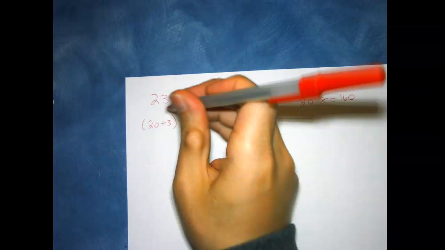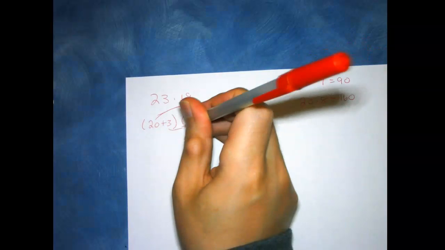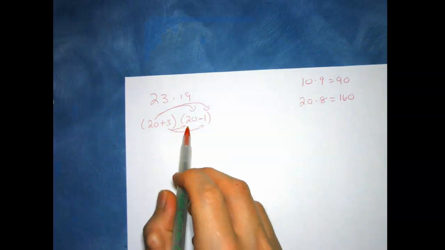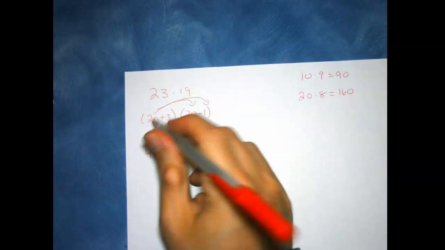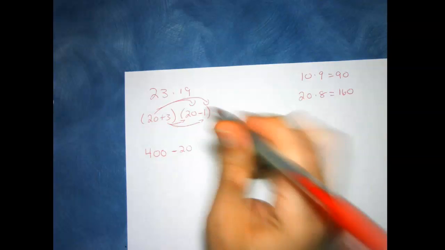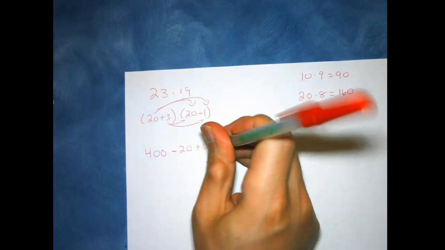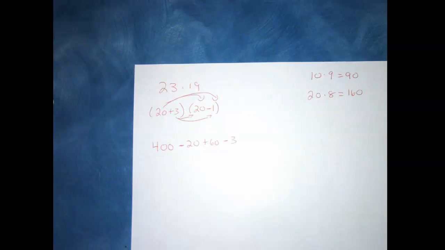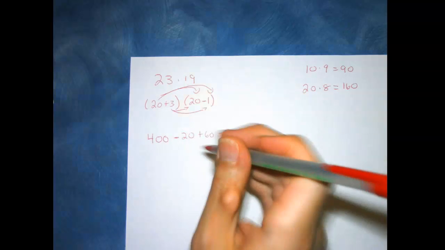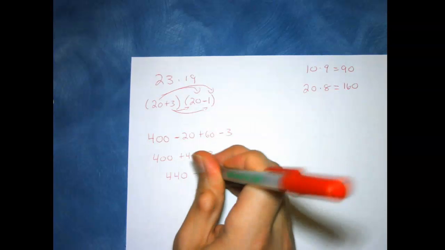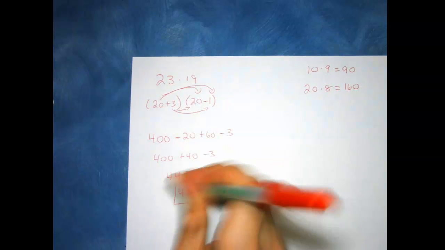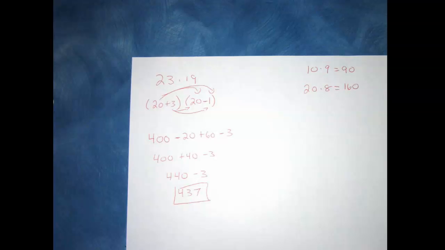Okay, now when I'm here, I can double distribute. Well, 20 times 20, 2 times 2 is 4 with 2 zeros, so that's 400. 20 times negative 1 is negative 20. 3 times 20 is 60. 3 times negative 1 is negative 3. Okay, now I can just combine everything together. Negative 20 plus 60, well, that's 40 minus 3. And then 400 plus 40, that's 440 minus 3, 437. So 23 times 19 is 437.